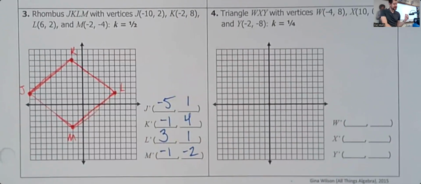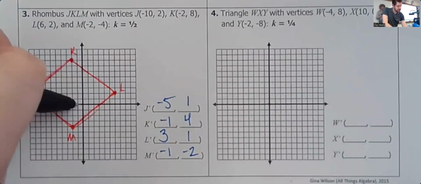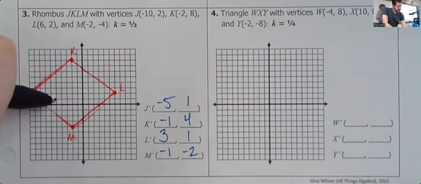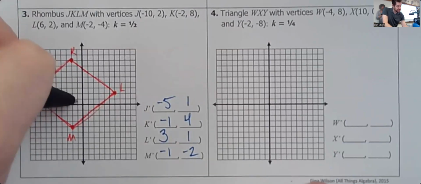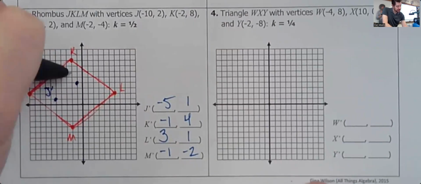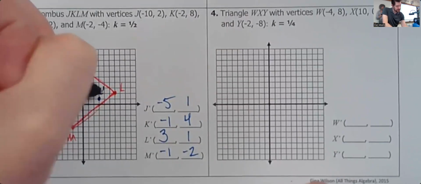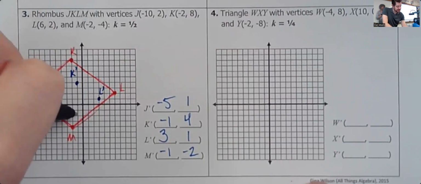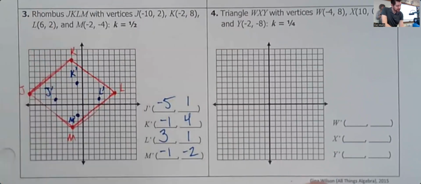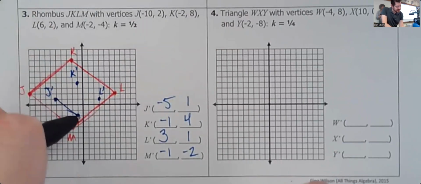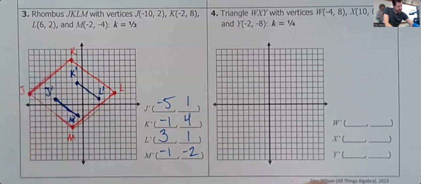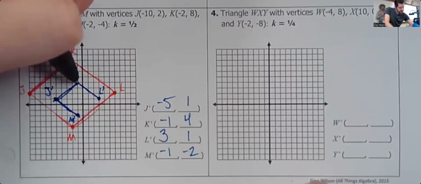And we can graph our new points. So we got -5, 1, right here. There's J prime. K prime is at -1, 4. Right here. L prime is at 3, 1. Right there. And then M prime is at -1, -2, right there. And so again, it's got the exact same shape as the original. It's just a smaller version of it.